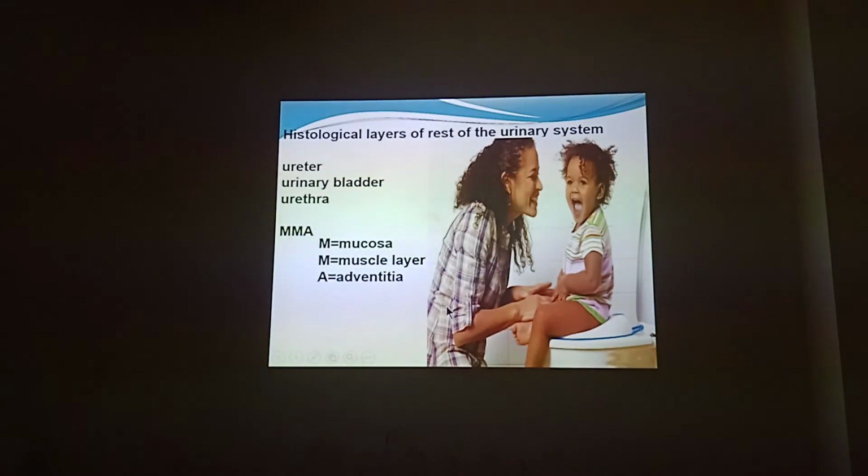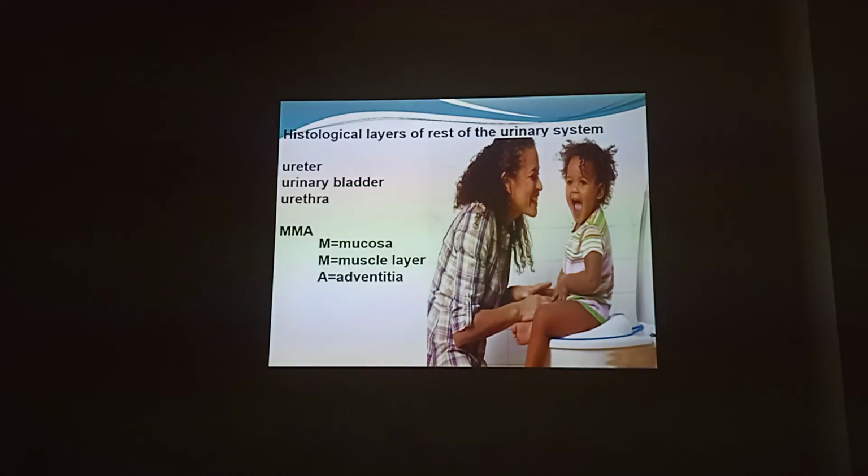This one here is the collecting tubule. These are the collecting tubules. All are alike. Again, it is lined by simple cuboidal epithelium. All are lined by simple cuboidal. All are alike. There is no proximal convoluted, distal convoluted. These are the collecting tubules.